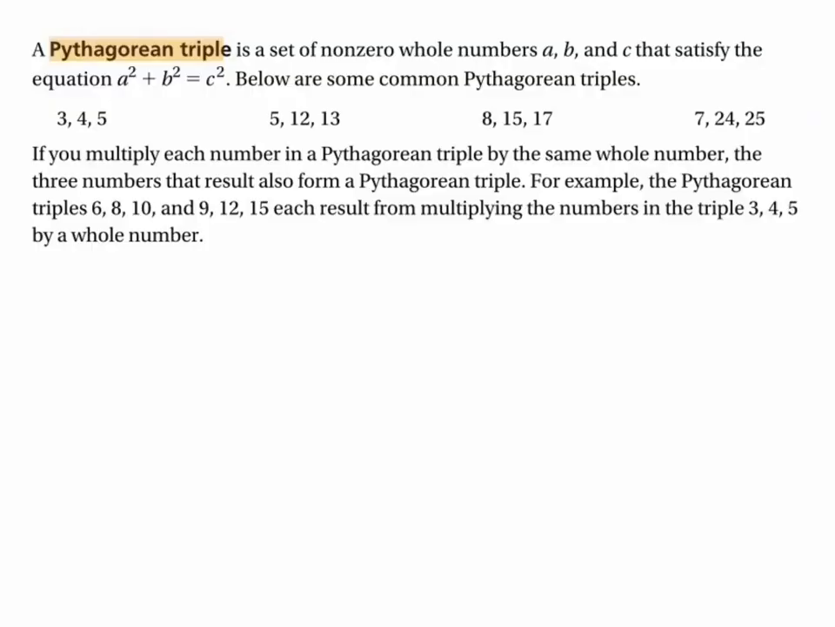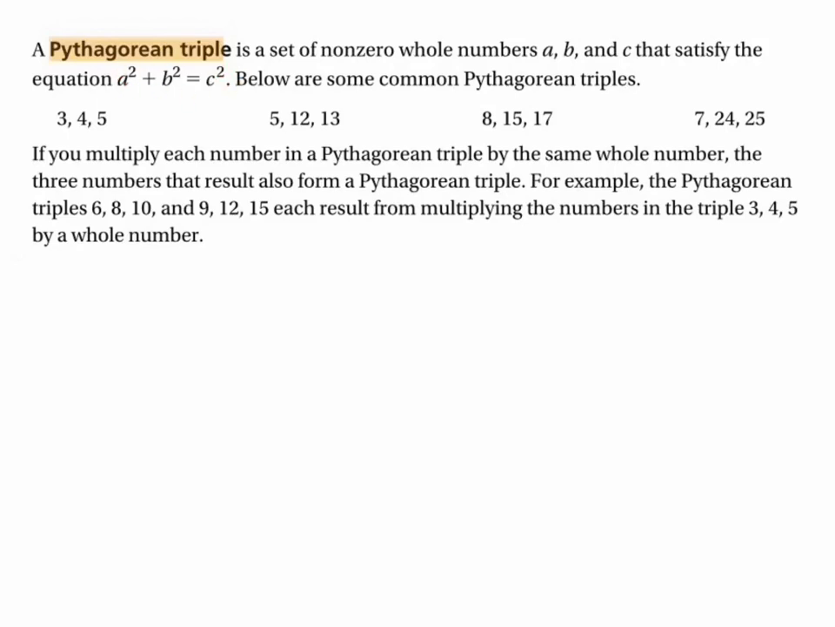Okay, so as I mentioned, a Pythagorean triple is a set of non-zero whole numbers. Whole numbers meaning positive values. Why are they positive values? Because they're representing lengths. Non-zero whole numbers, a, b, and c. Integers, whole numbers meaning not fractions or decimals, but integer values that satisfy the equation a squared plus b squared equals c squared. This is the Pythagorean theorem here.